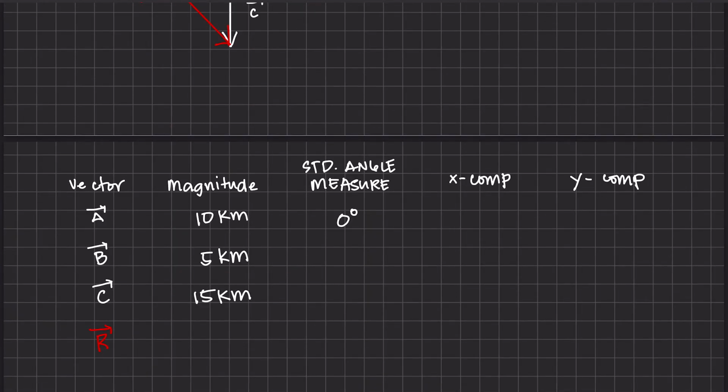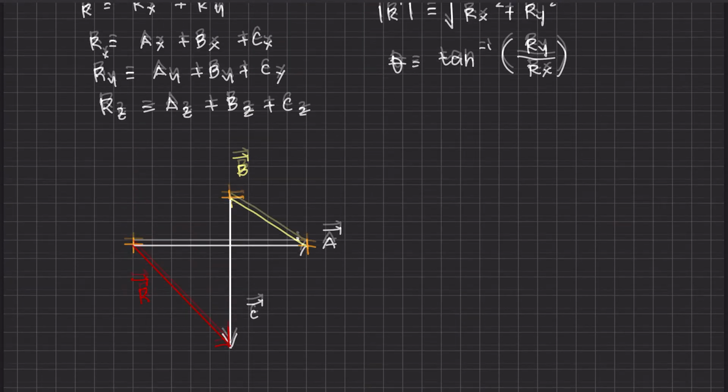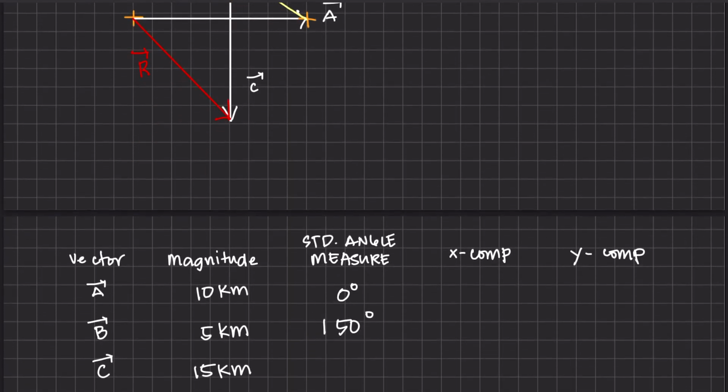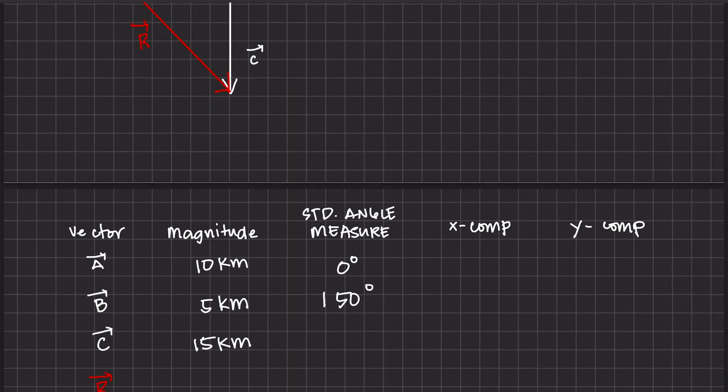So 5 kilometers, 150 degrees. For 15 kilometers, so that's due south, well, it is not 0 for standard angle measurement. It should be equal to 270 degrees.